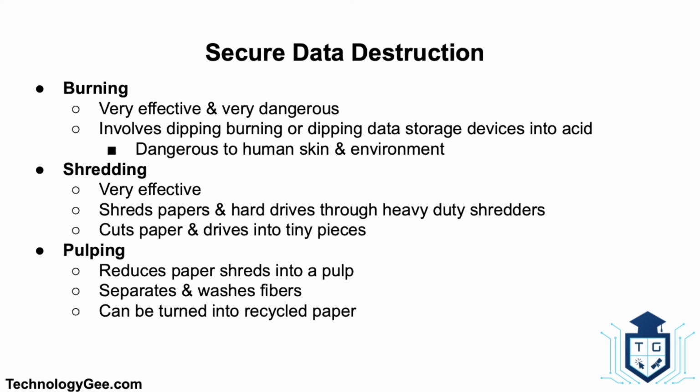Then you have pulping. Data on paper can also be shredded and reduced to a pulp. After the paper has been broken down into pulp, the fibers are separated, washed, and screened to remove fiber bundles. Then the water is pressed out. After the pulp is dried, it can be made into recycled paper.